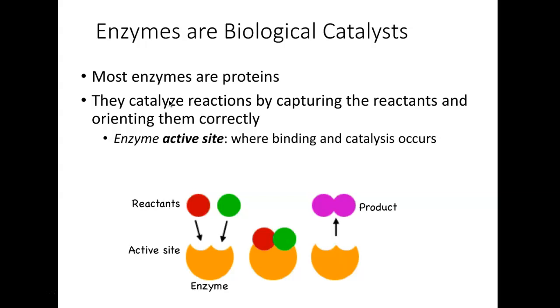So the reactants in the chemical reaction bind to the active site of the enzyme. And enzymes are very specifically shaped for those reactants to fit there. And then they catalyze the chemical reaction and the products leave. So we'll learn more about enzymes in a few more chapters.